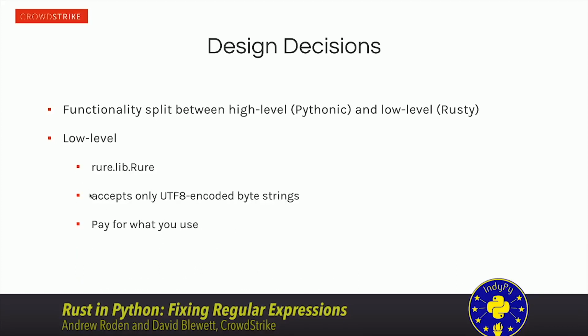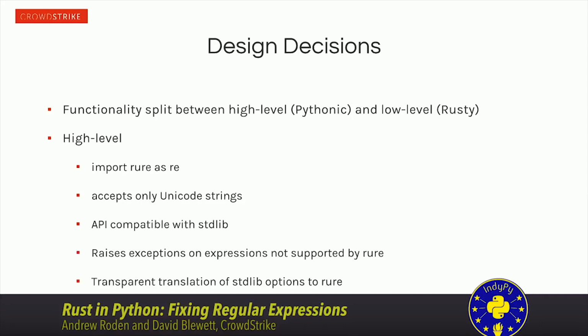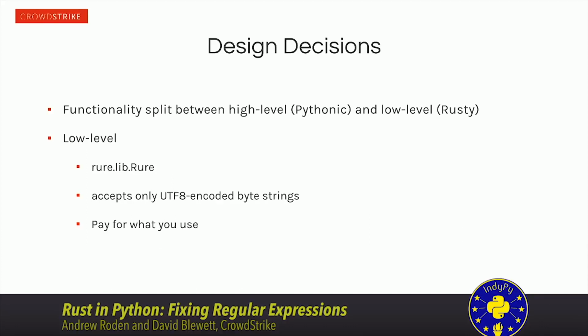The lower level expects UTF-8 encoded byte strings. So the choice before was that in the high level, as in Python 3, the default is Unicode strings. As you're passing it both the expression and the data that you want to search on, it should be a Unicode string. And as you go down to the lower level, if you pass it a Unicode string, it will throw an exception saying that you need to pass me a byte string.